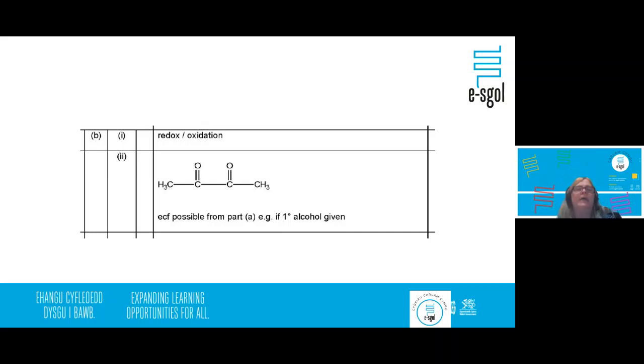Okay. It is worth noting they're not all cruel all the time. There would be error carried forward. So if you'd identified X inaccurately, they would have marked this one as a consequential mark.